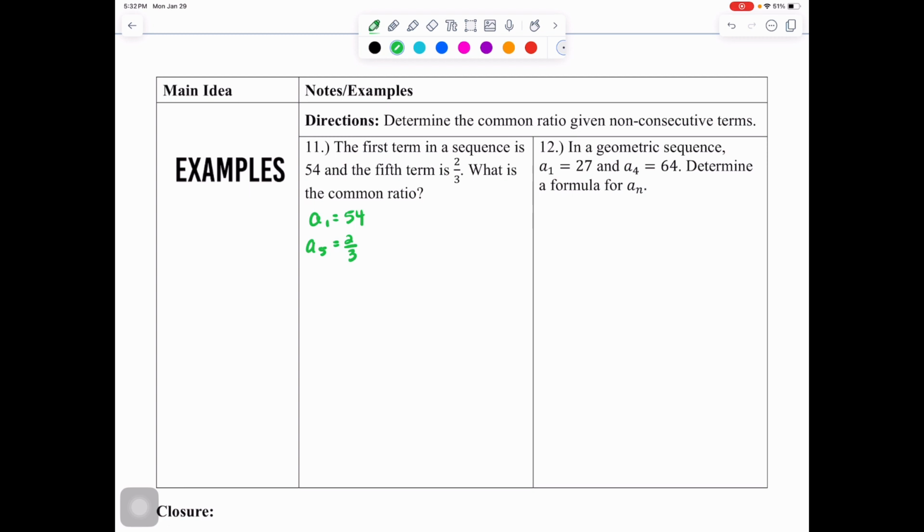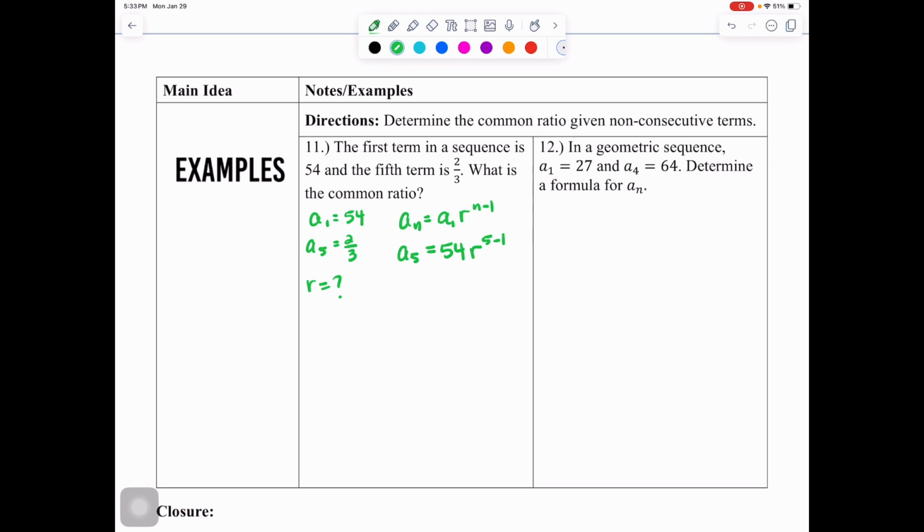I want to know what is the common ratio. I don't know r. So I'm going to start with my generic formula. a sub n equals a sub 1 times r to the n minus 1. And we're going to use our fifth term as our a sub n. So a sub 5, because we were given the fifth term, is equal to a sub 1, which is 54. R staying r, because I don't know what the ratio is. And then I know I used the fifth term, so that little n in the exponent should be 5 minus 1.